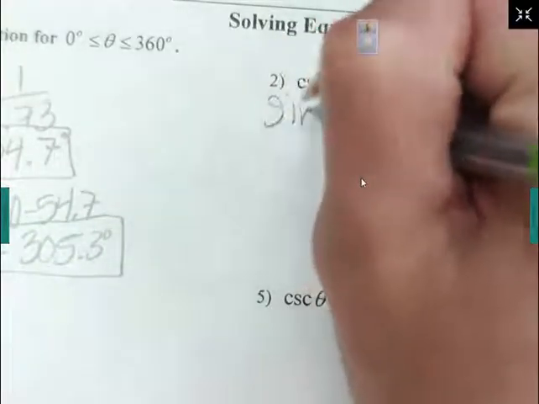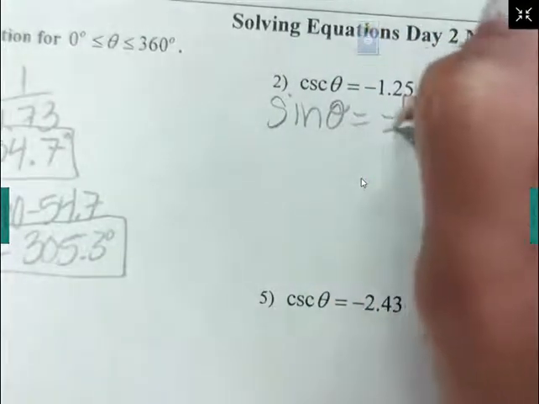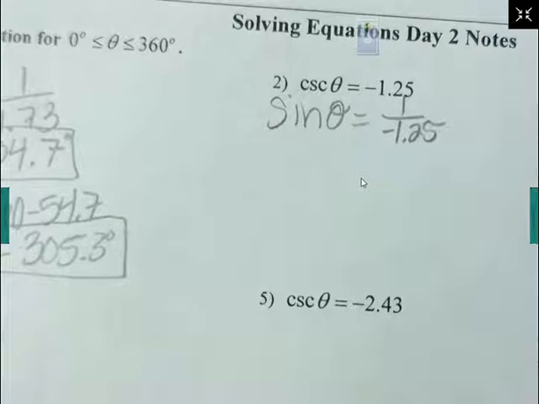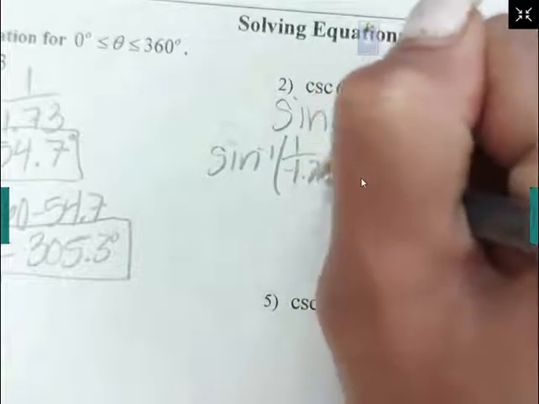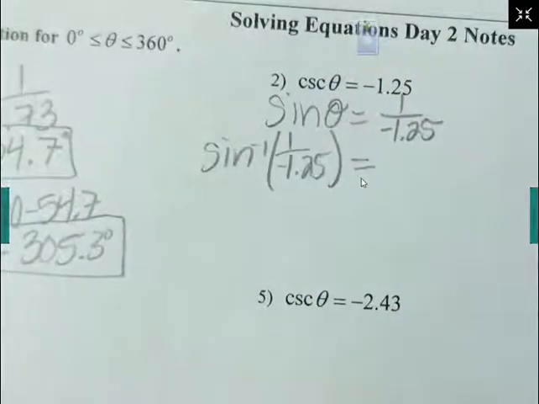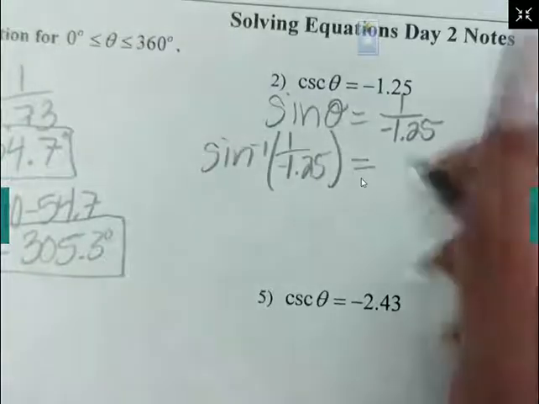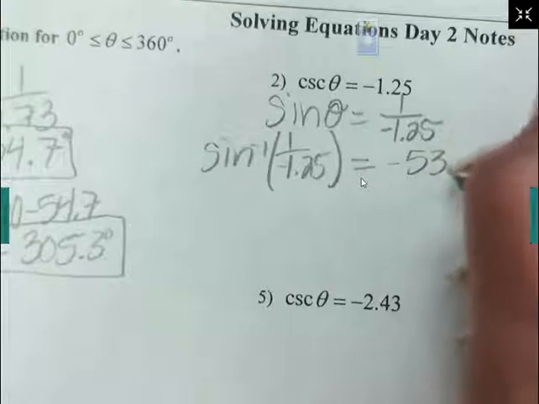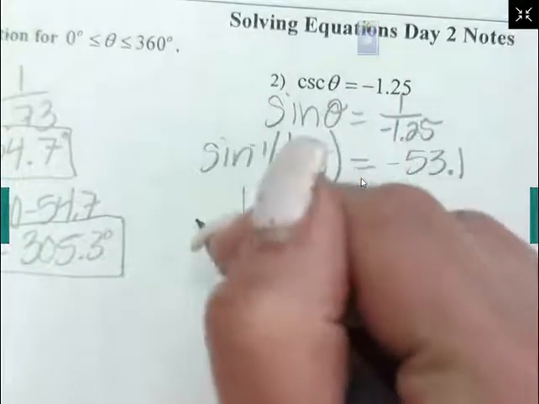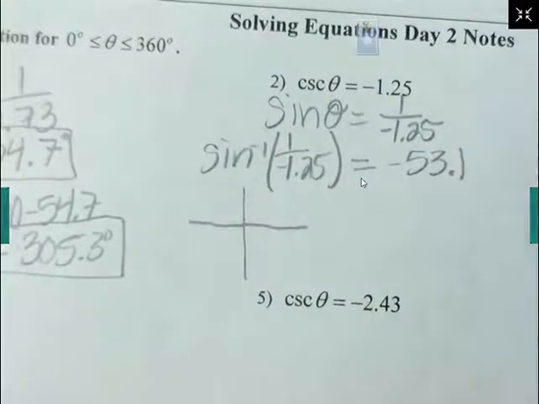All right, so on number 2, this is actually the sine of theta is equal to 1 over negative 1.25. Do you guys see that? So then this would be sine inverse of 1 divided by negative 1.25, which is what? Putting it in my calculator. Okay. I got negative 53.1. Is that what you guys got? All right, is 53.1 going to be one of our angles? No, because we can't have a negative angle.